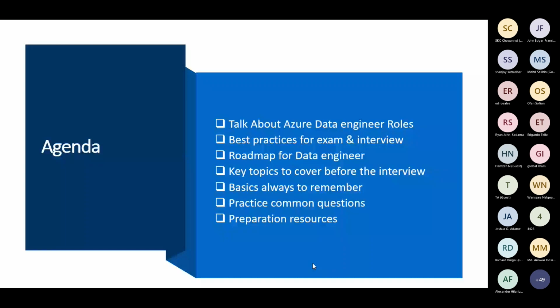How can you prepare for your interview? What are the key topics you can cover before the interview? What are some basics and key points you should always focus on and always remember? And some common questions that will generally be asked in your interview or in your exam that we are going to discuss. And at the end, I'm going to share some links and preparation resources with you. In that case, you can go through them, and from the Microsoft official side, you can start your journey for the Azure data engineering role.